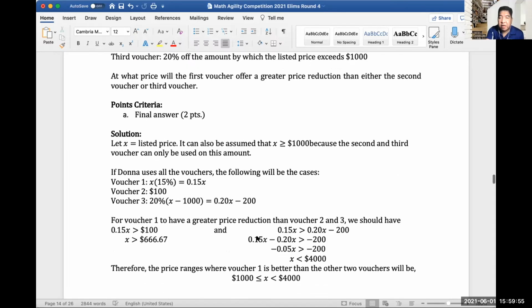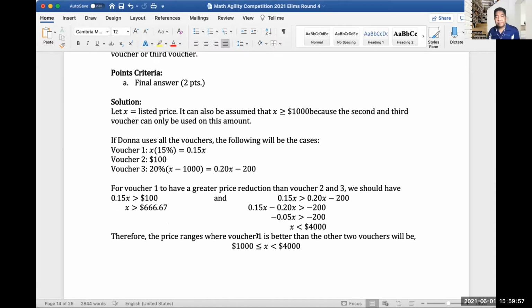Let's first do our representation. Let x be equal to our listed price. It can also be assumed that x should be greater than or equal to 1,000 because the second and third voucher can only be used on this amount. So we have this requirement. If Donna uses all the vouchers, the following will be the cases. For voucher one, that's 15% of x, the listed price. The second voucher would be $100 off. And the third voucher would be 20% of (x minus 1,000). If you simplify that, that would be 0.20x minus 200.